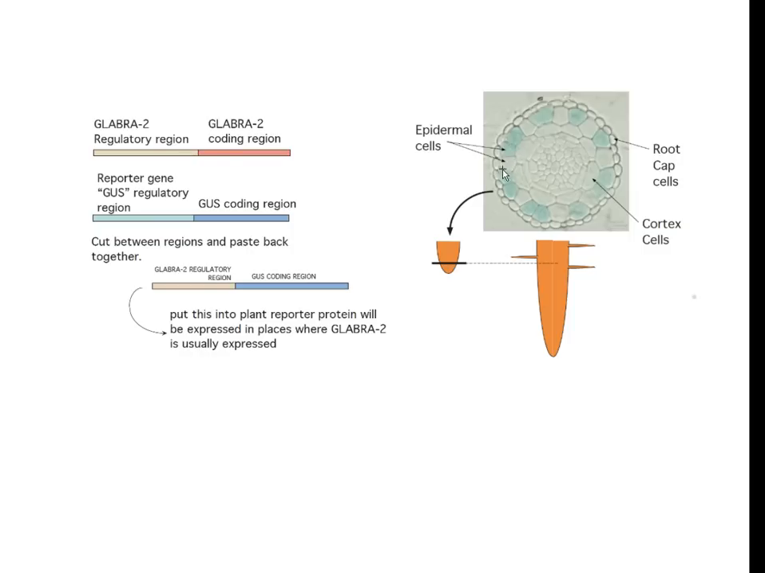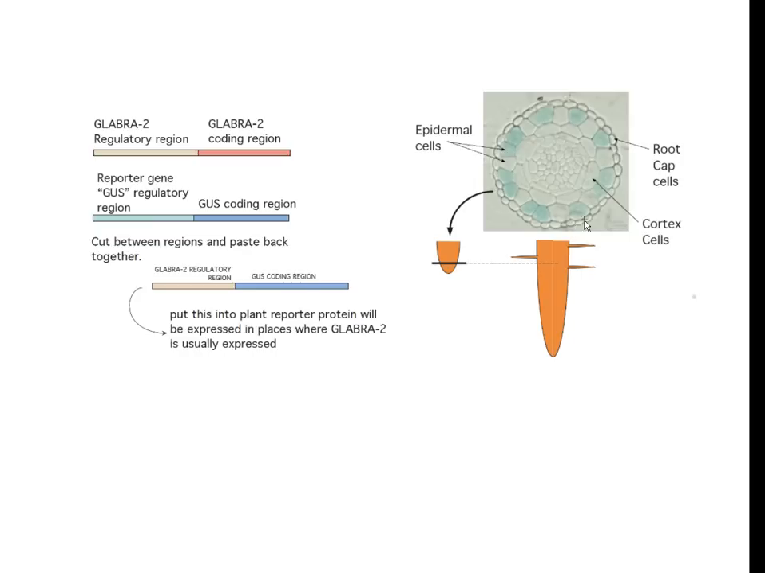The cells that don't have glabra, right? That's the default condition. Cells that don't have glabra do form root hairs. So each one of these white epidermal cells will form a root hair. Each one of these blue cells will not.